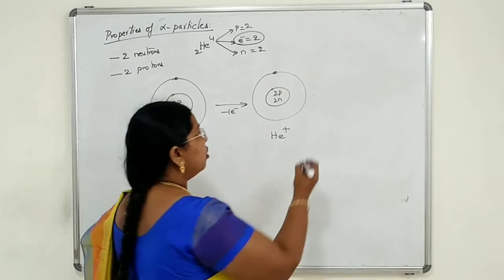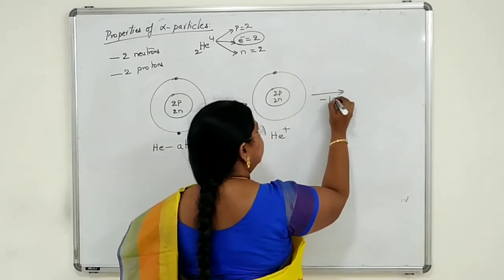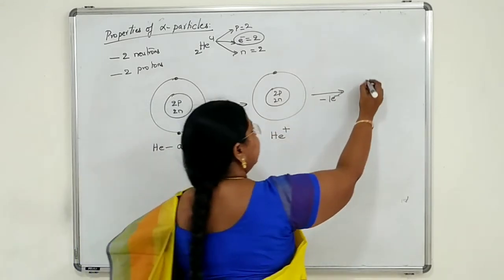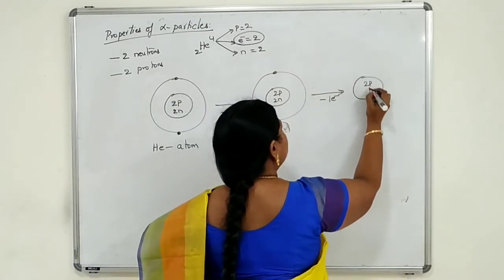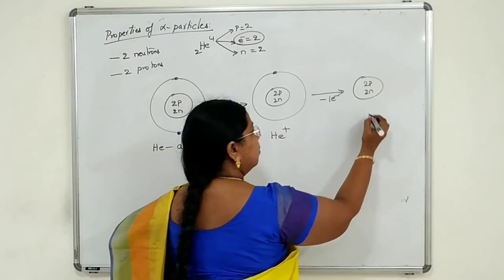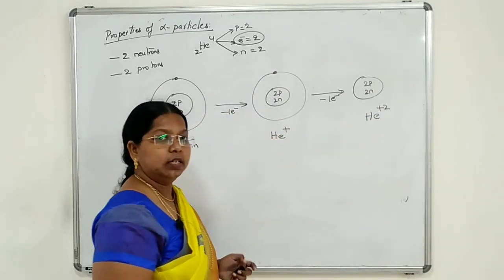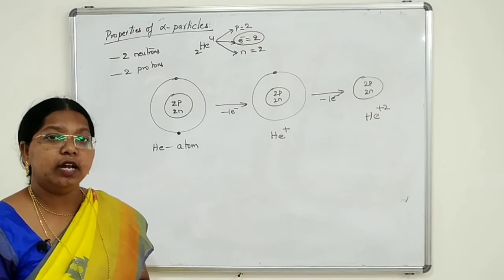If 1 more electron is removed, the second electron is also removed. This electron is also gone, no more electrons. So what is left over? Only 2 protons and 2 neutrons. So what is this one? He+2. Double positive charge.